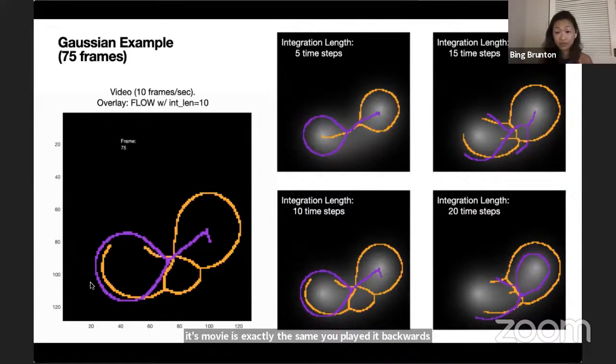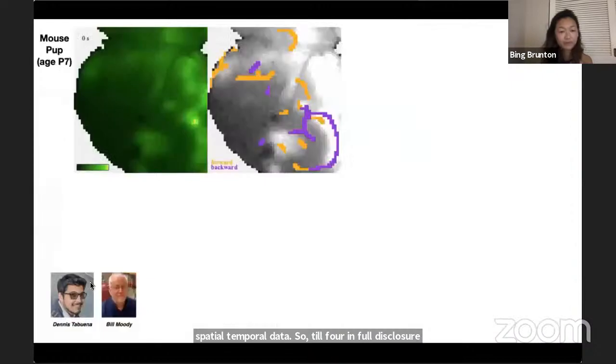If you don't choose a nice integration length, then the lines don't make as much sense. And so that's a little finicky, right? User beware: if this is something you may be interested in doing for your data set, we do give some guidance in the preprint about how to pick these integration lengths, but it is rather important to pick one that is correct. This is not uncommon for analytic methods of complex spatial temporal data. So in full disclosure, that is a parameter in our algorithm.